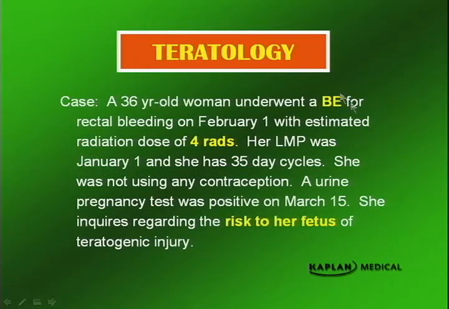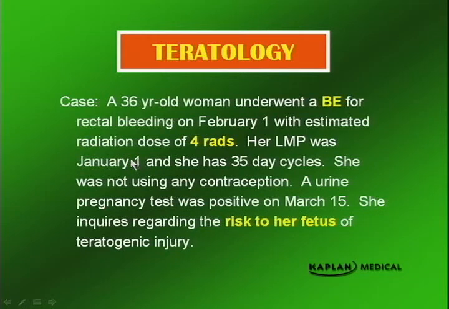Here we have a patient who is our case. A 36-year-old woman underwent a barium enema for rectal bleeding on February 1 with an estimated radiation dose of 4 rads. Her last menstrual period was January 1. She has 35-day cycles. All right. She had her last period on January 1.